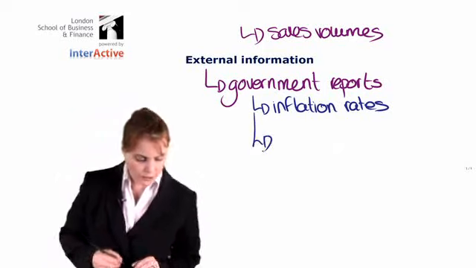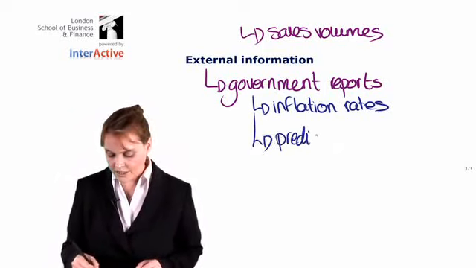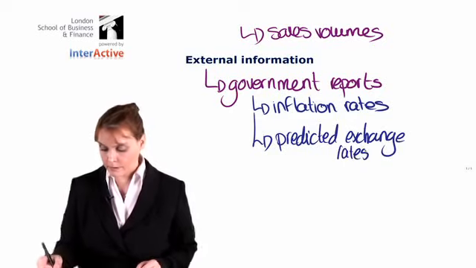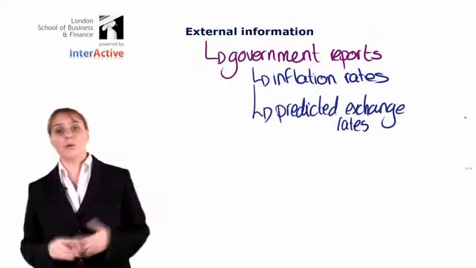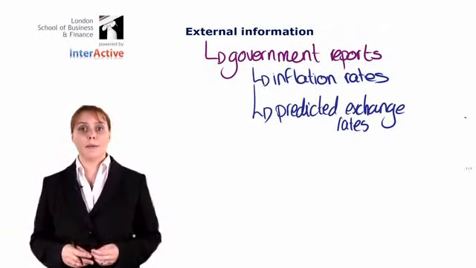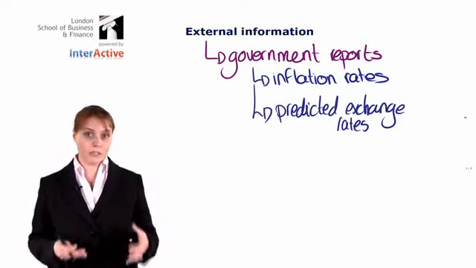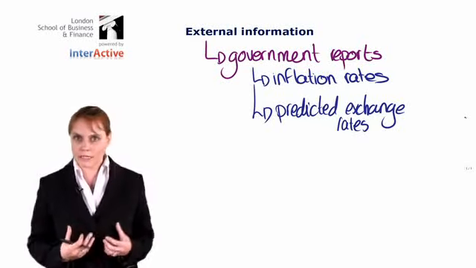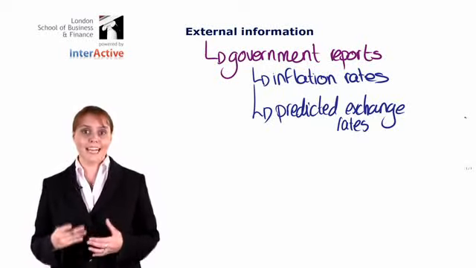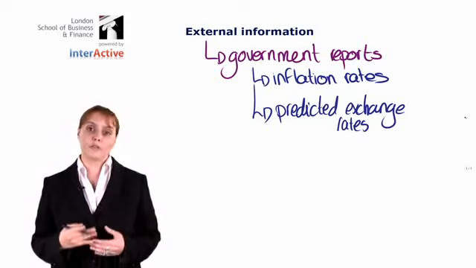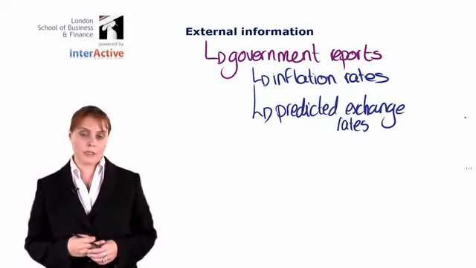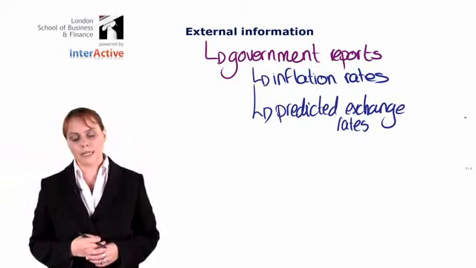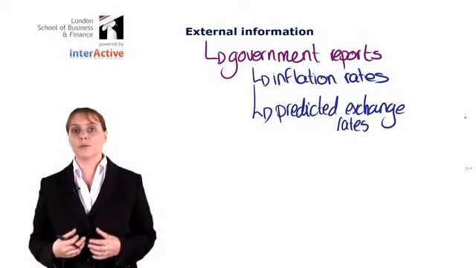Other information that may be included in government reports: predicted exchange rates. Many companies now work across a number of different countries. If there are movements in exchange rates, that may also affect our costs and revenues. So if our supplier is located in a different currency zone to us and the exchange rate moves against us, it may become more expensive for us to purchase goods from that other country. Likewise, if we're selling our product to people in a foreign country and they're paying us in a foreign currency, any exchange rate movements is going to affect our revenue.